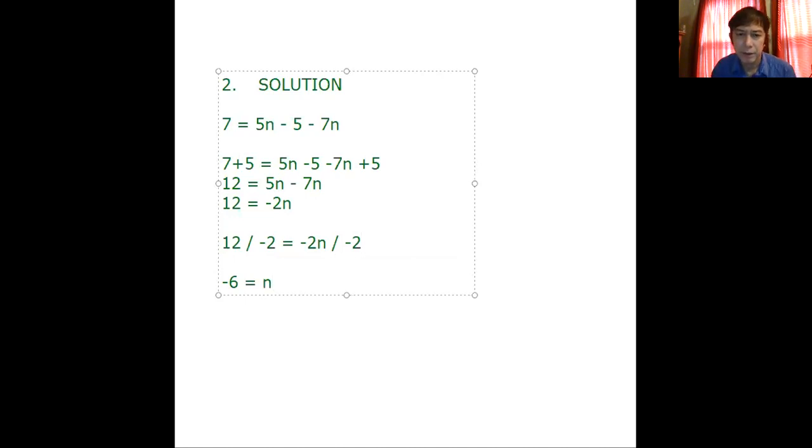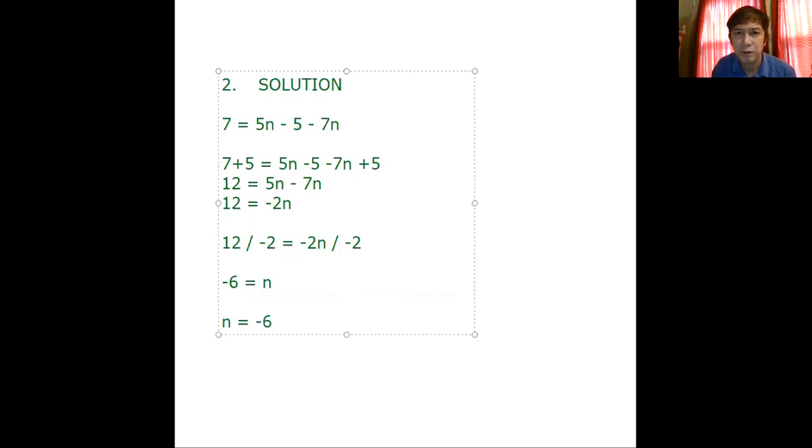And this, you see, negative 6 equals n, and we don't usually write it this way. It should be n equals negative 6. So by the symmetric property, we can write it as n equals negative 6. And that's our answer. Now, let us check it.